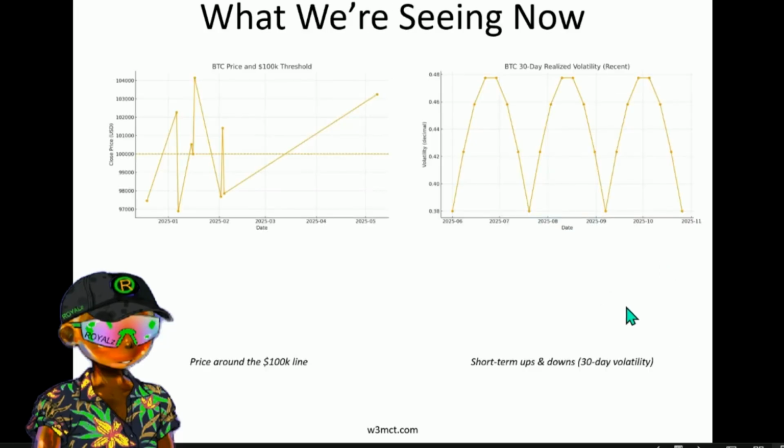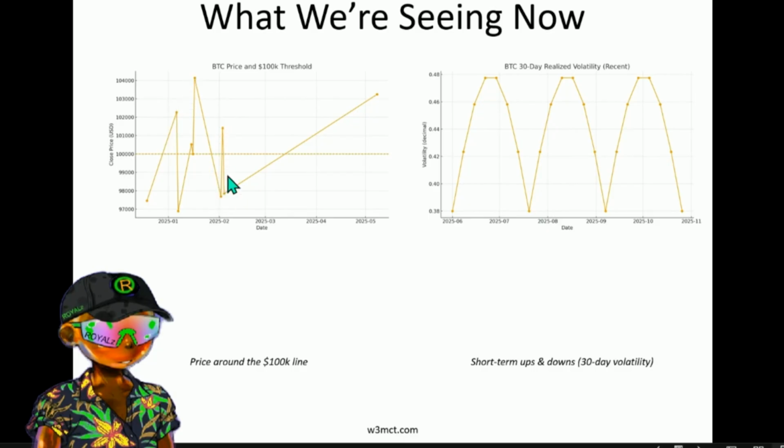Now, what are we looking at here? So this is the price around 100,000. Okay, so this is 100,000, and since December of 2024, this is where we've been, right? In December 24, we were under 100,000. We got up to 102. We're at 100.